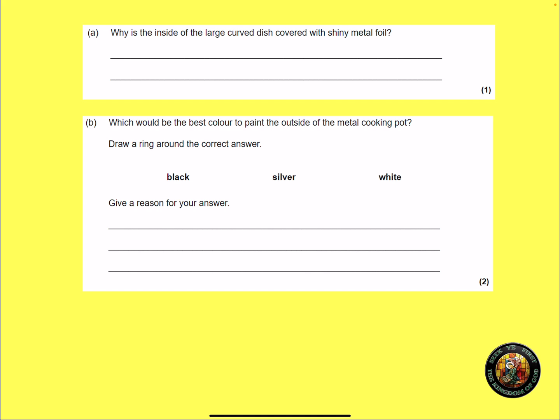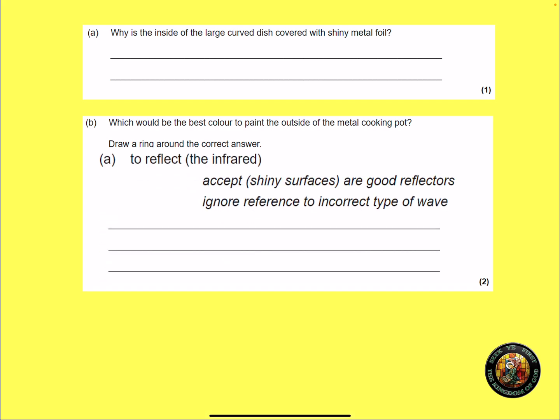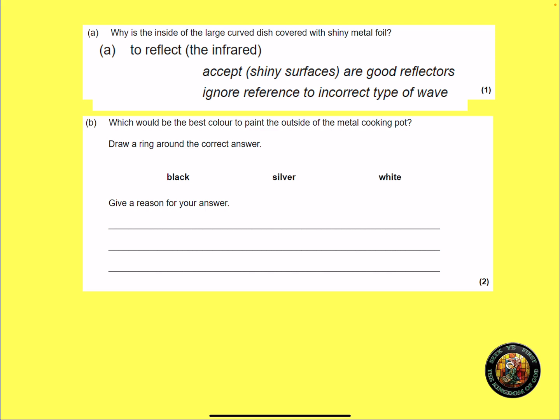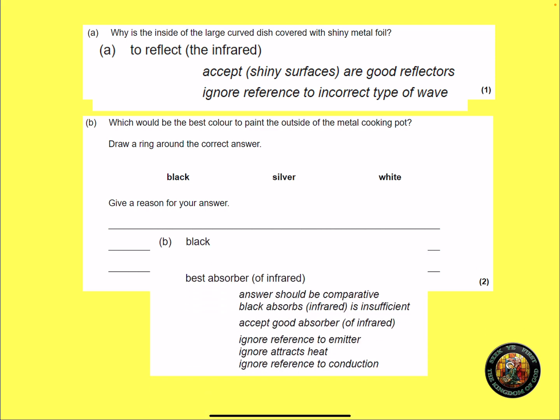Okay, let's have a look then. So, to reflect, that's the answer for 1 mark. Accept shiny surfaces are good reflectors. Ignore any reference to incorrect type of wave. And then for 2 marks, it would be black. And why? Because it's the best absorber. Moving on.